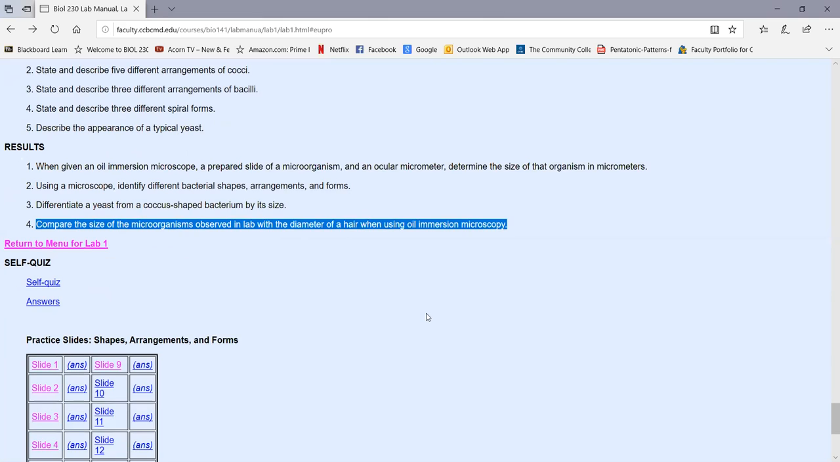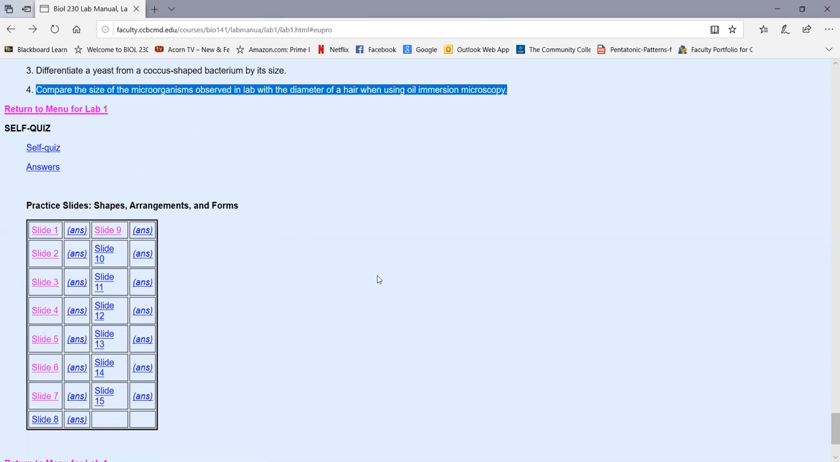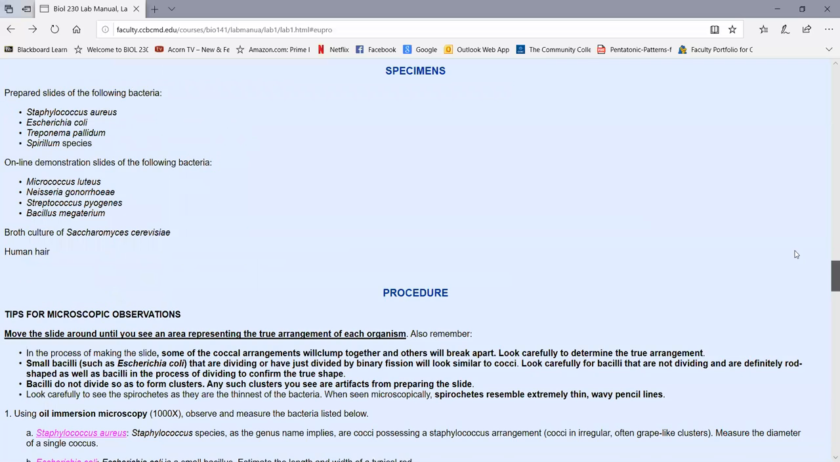And don't forget, the end of every lab exercise, I give you a self-quiz you can use to practice as well as answers. And especially to get ready for lab 1, I've given you a table here that has pictures of 15 different slides, so you can practice recognizing shapes, arrangements, and forms. So go through these and practice till you can name them without even thinking. You can click on the slide and then the answer. So with that in mind, let's get back to the content of today's lab.